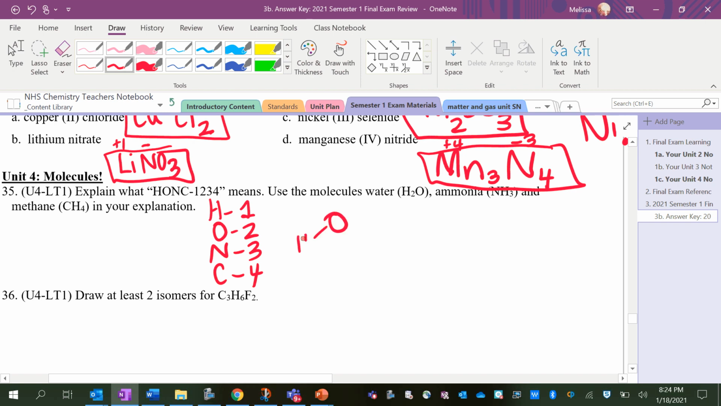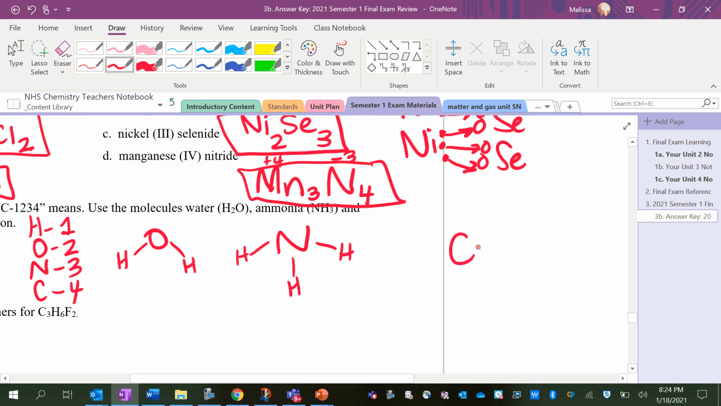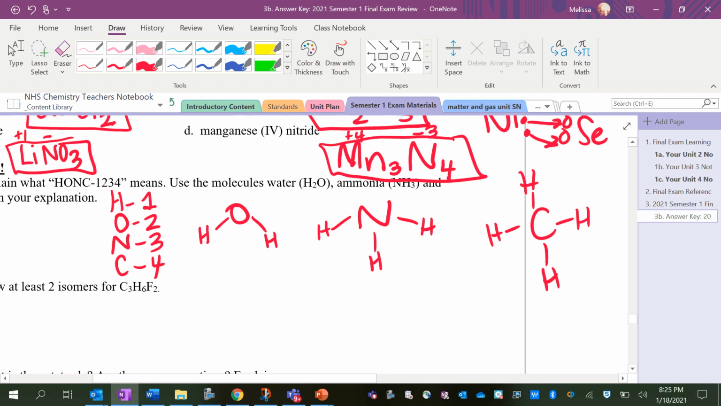So H2O would look like this because hydrogen atoms form 1 bond and the O would form 2 bonds. Ammonia would be NH3 because nitrogen forms 3 bonds and each hydrogen forms 1. And carbon would want to form 4 bonds with hydrogen because carbon needs 4 bonds and each hydrogen needs 1.